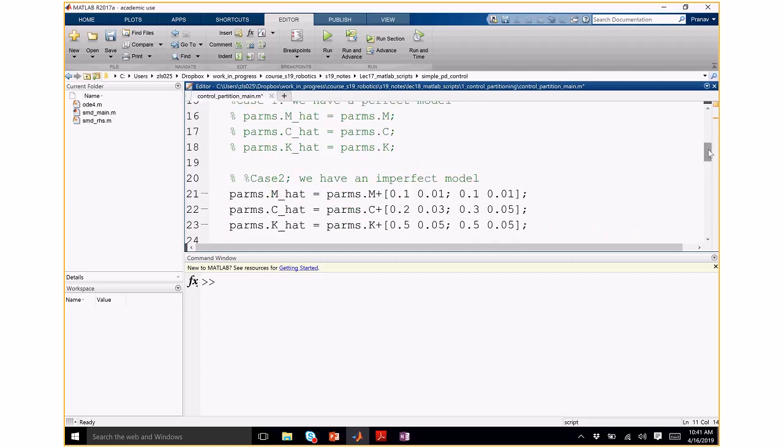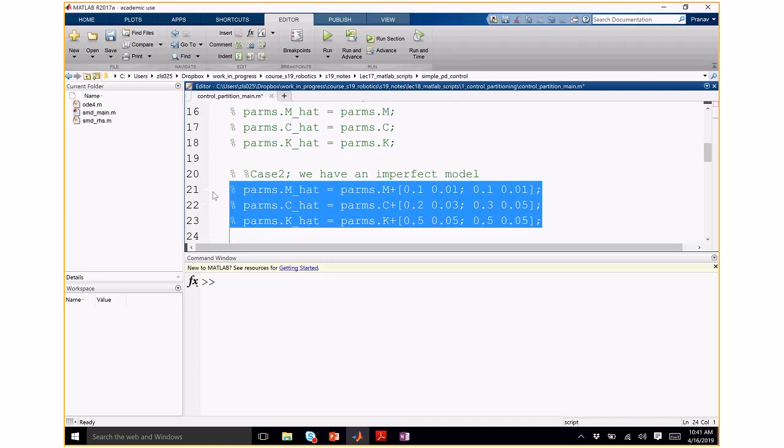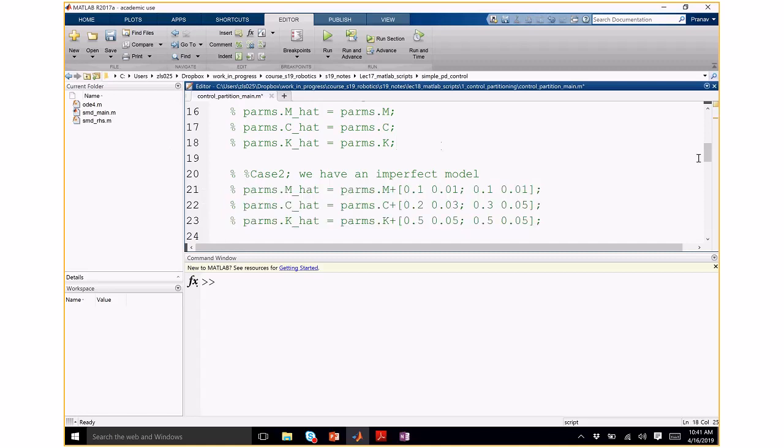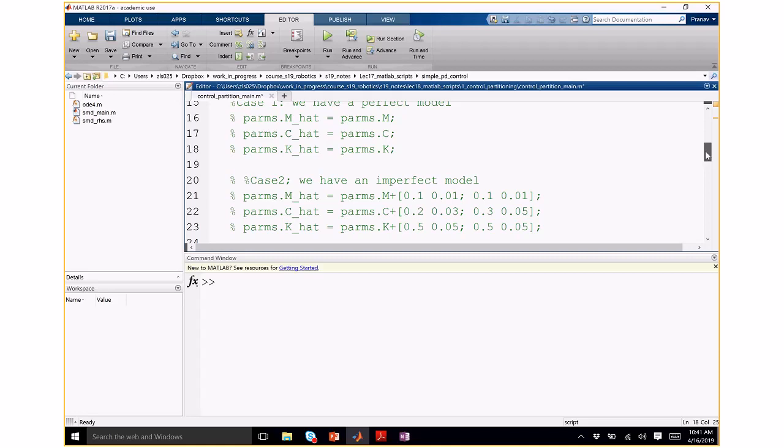Let me just get rid of this. And I do need this.